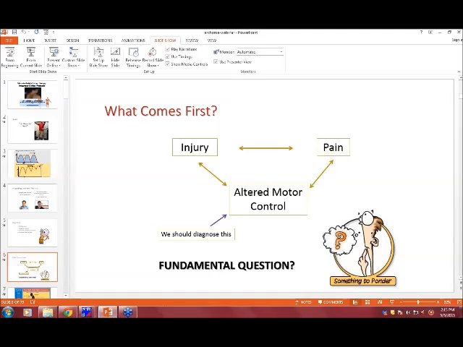One of the questions that a lot of doctors ask me is, what comes first, injury or pain? I'm not really sure, it's the old chicken or the egg, but I know what is key: it's called altered motor control. That is our fundamental question in which we should diagnose, altered motor control.